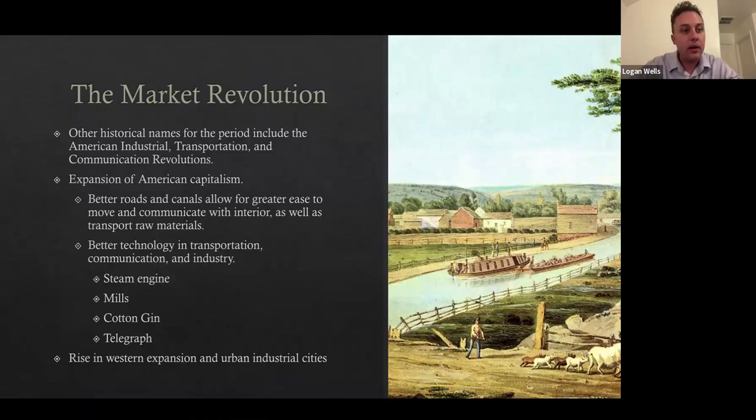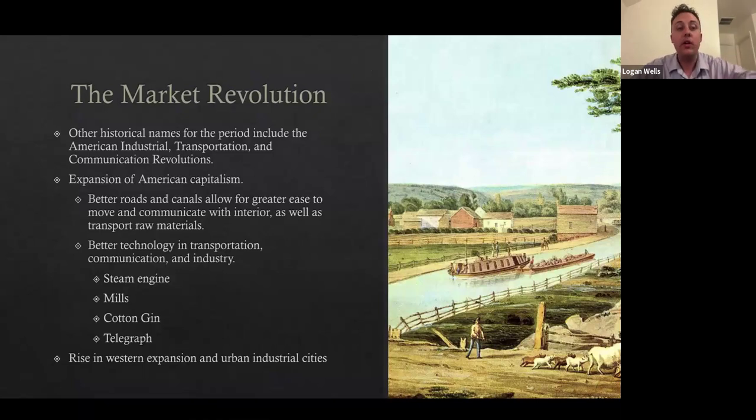What you see happening here is better roads, better canals. All this allows for greater ease to move and communicate with the interior, right? As well as transport raw materials. This is what makes westward expansion, really rapid westward expansion, I should say, possible, right?